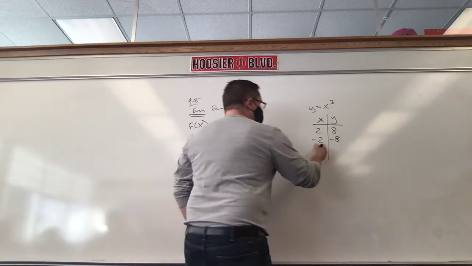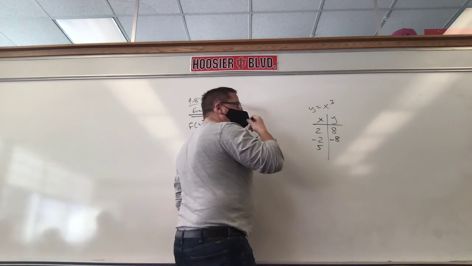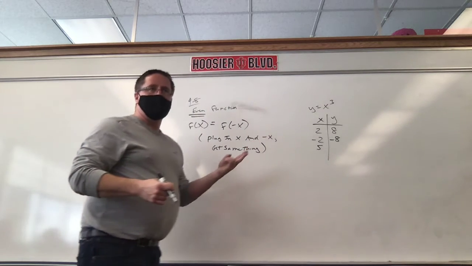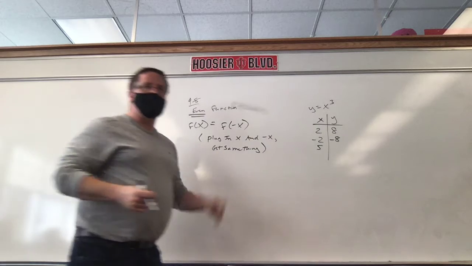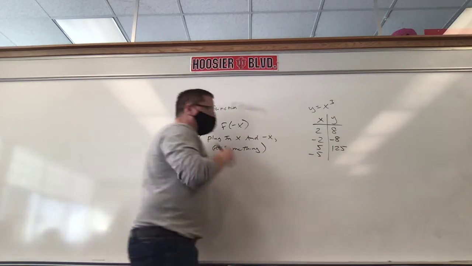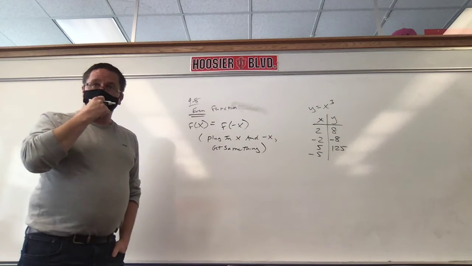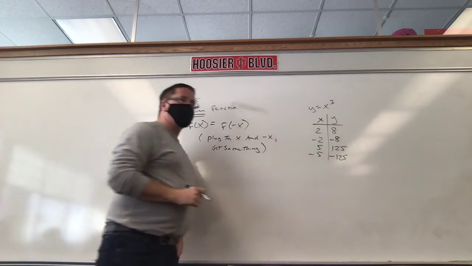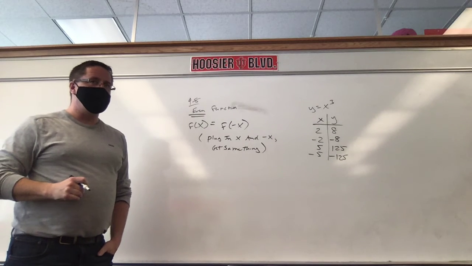Let's plug in 5. 5 to the third, 5 times 5 times 5. 5 times 5 is 25. 25 times 5, 5 quarters is $1.25. Let's plug in negative 5. What's negative 5 times negative 5 times negative 5? 25 and then negative. Negative 125. You didn't get the same thing.